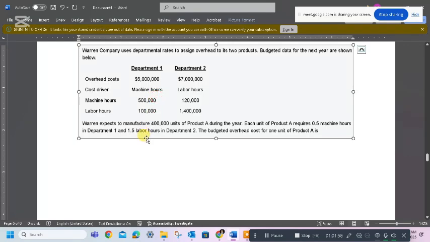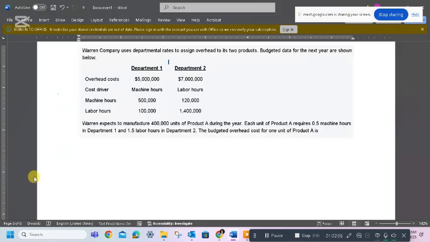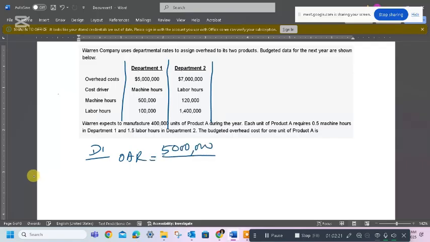So they say the company uses departmental rates. Departmental rates means you deal with each department separately. You don't combine them. You will have a separate rate for Department 1, separate rate for Department 2. Department 1 overhead application rate is going to be overhead $5 million divided by what base? Machine hours, 500,000 machine hours. You get $10 per hour.